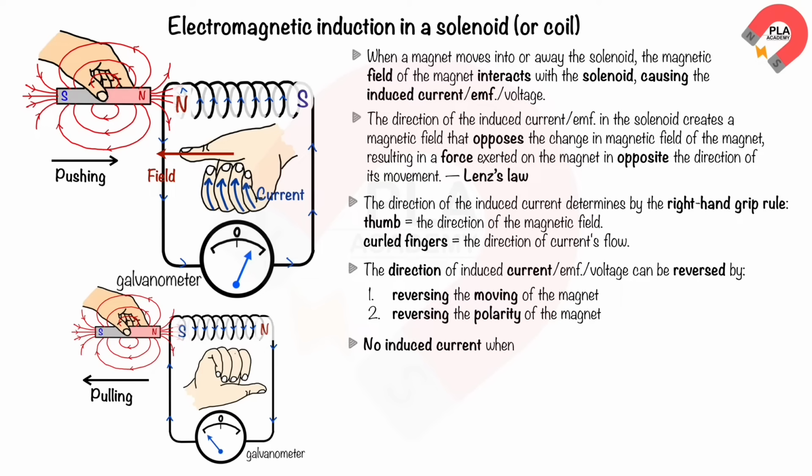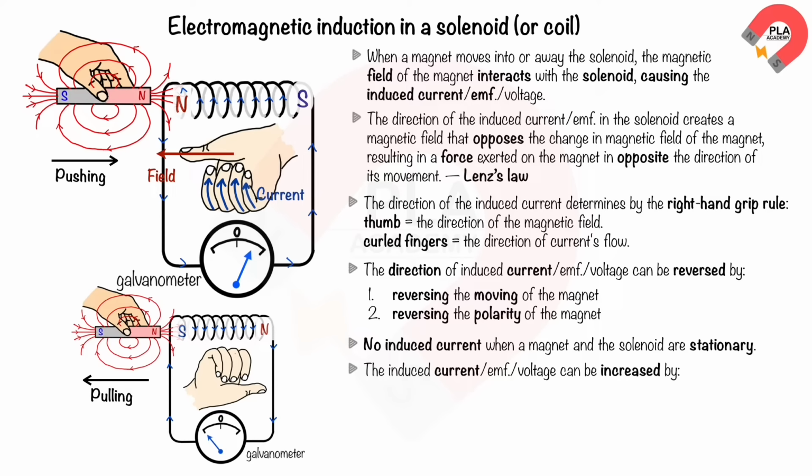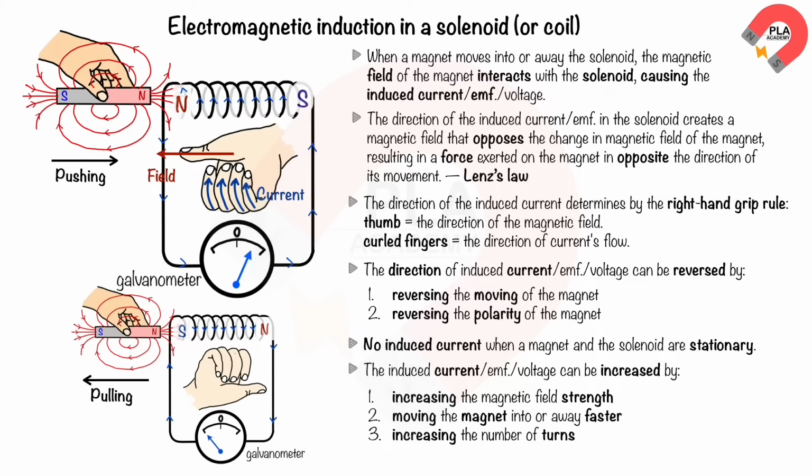If the magnet and the solenoid are stationary, there is no induced current in the solenoid. The induced current, or EMF, can be increased by increasing the magnetic field strength, moving the magnet into or away faster, and increasing the number of turns in the solenoid.